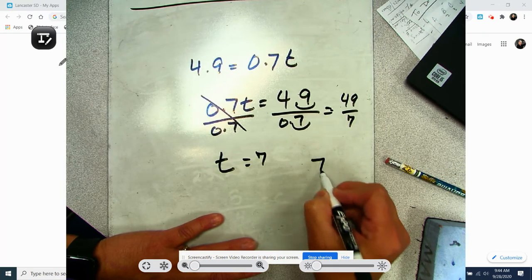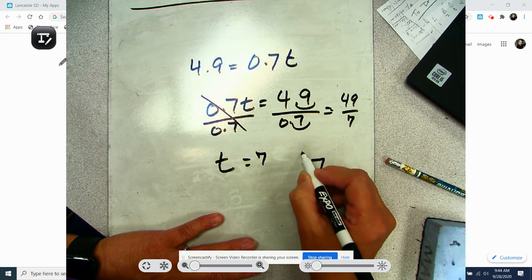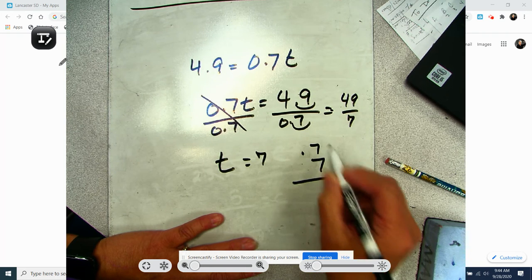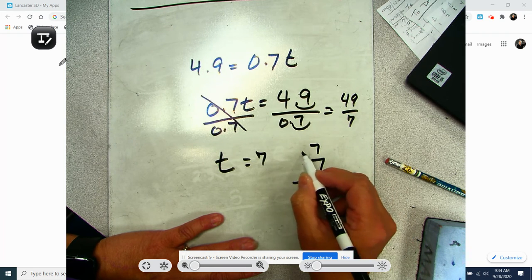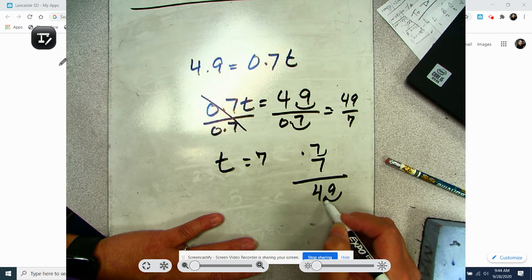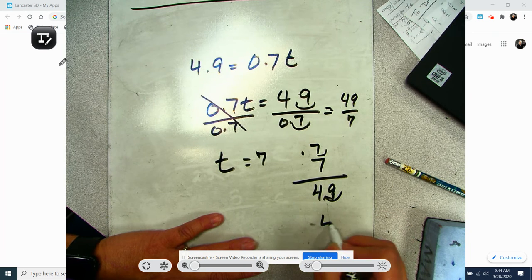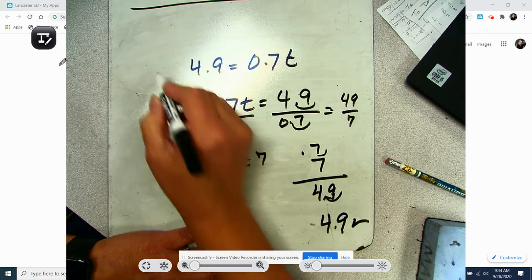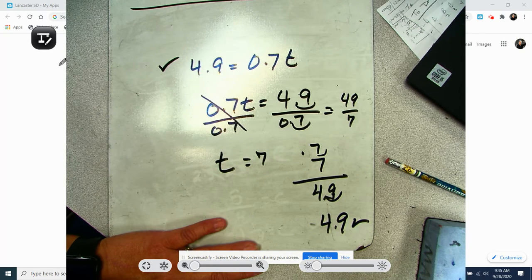So if I take 7 and I multiply 7 times 0.7, 7 times 7 is 49. I move the decimal one place out, one place in. So this would give me 4.9. Check. That's where I started.